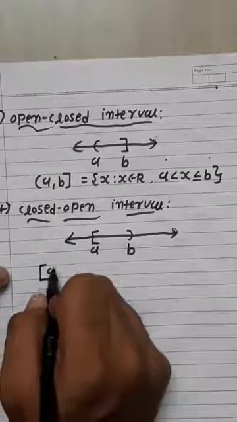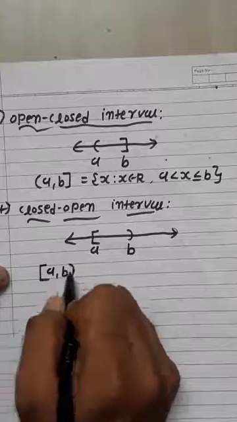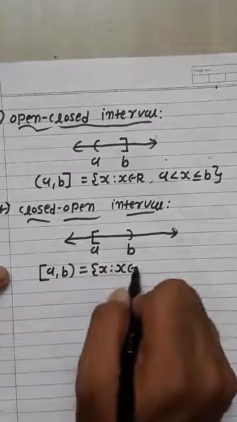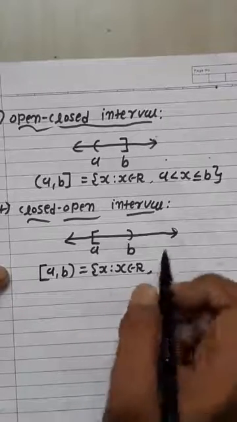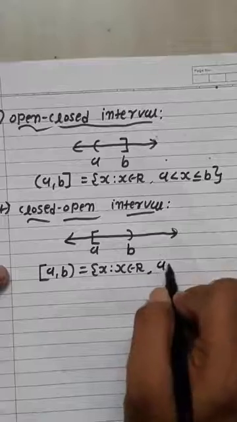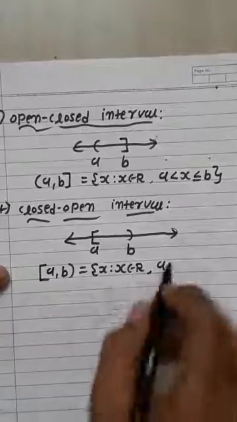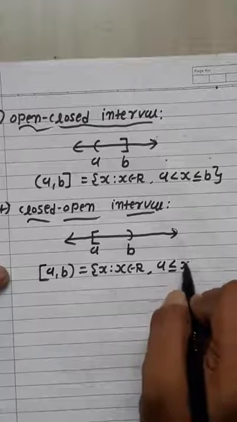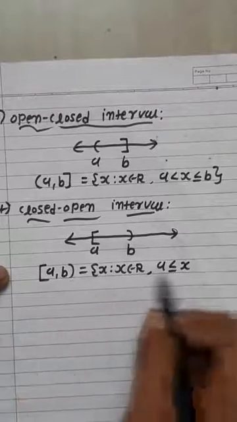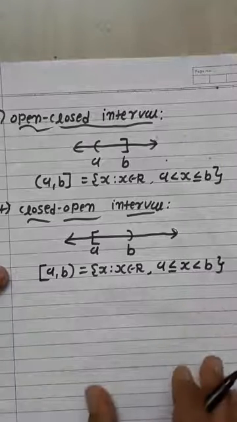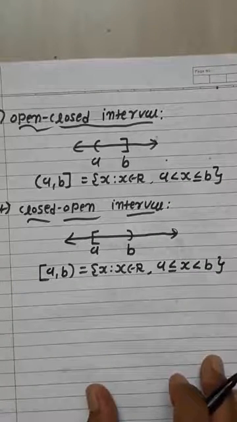So closed-open [a, b) is equal to the set of x, where x belongs to R, comma, here the close interval form is present at a, so we write a less than or equal to x, and here the small bracket is present, so we write strictly less than b, set over. Okay.